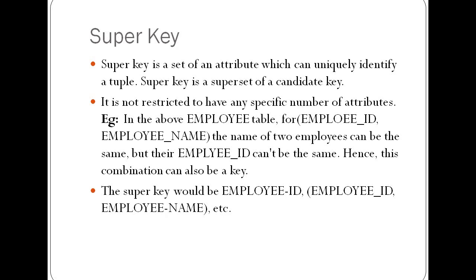See an example here. In the above employee table, for employee ID and employee name, the name of two employees can be same but their employee ID can't be the same. Hence this combination will be a super key. And the super key would be employee ID and employee name. I think you have understood the super key.